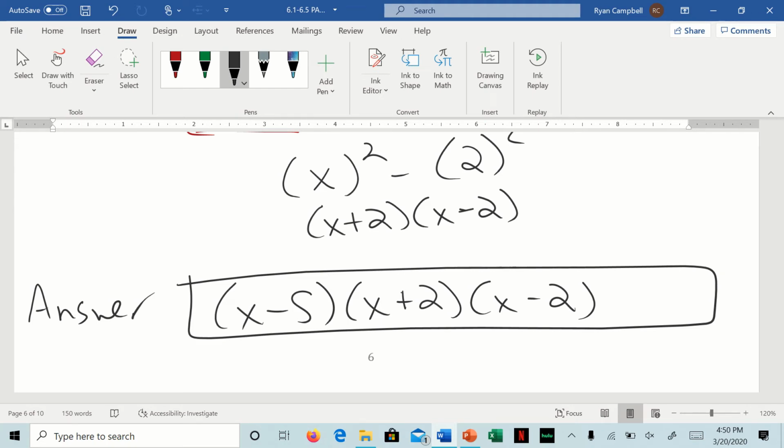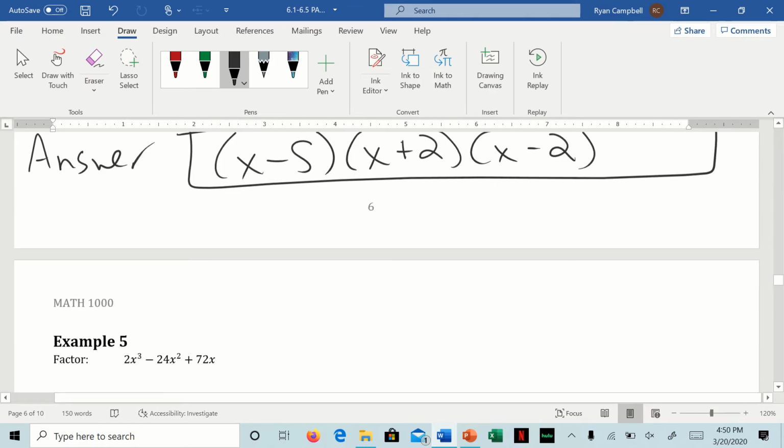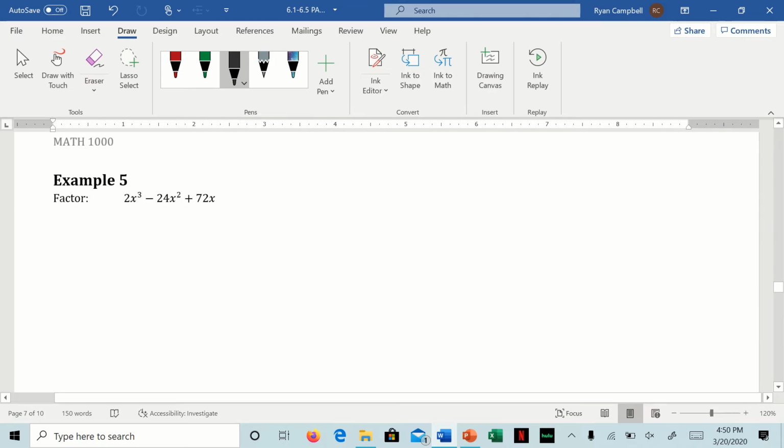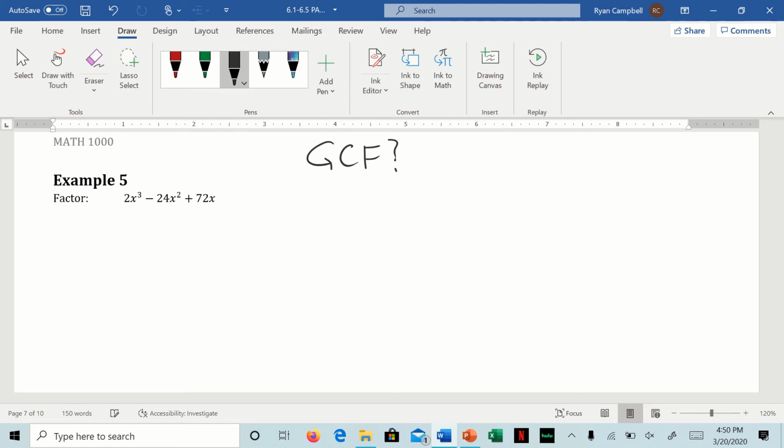All right, halfway done. So 4 more examples. Example number 5. So can we factor anything? Is there a greatest common factor? Why, yes there is. What is the greatest common factor this time?